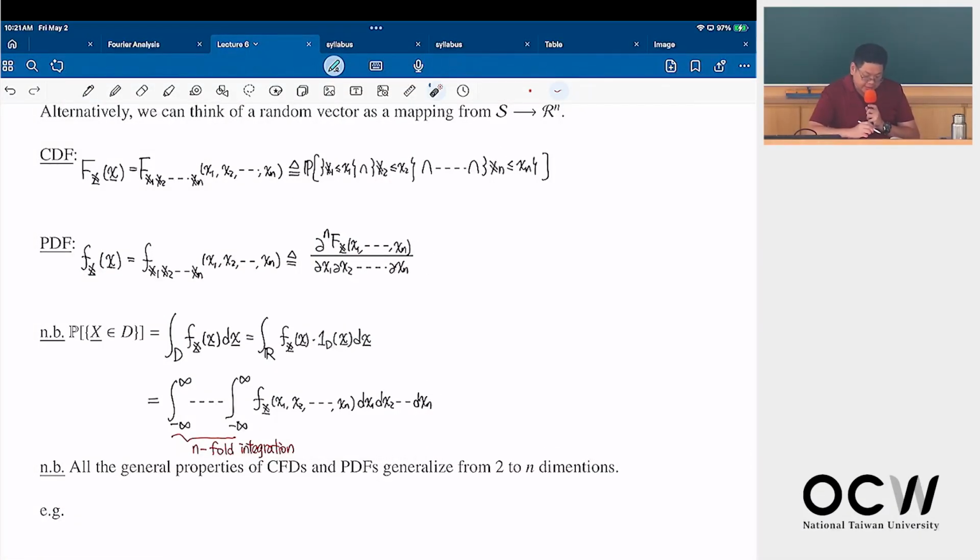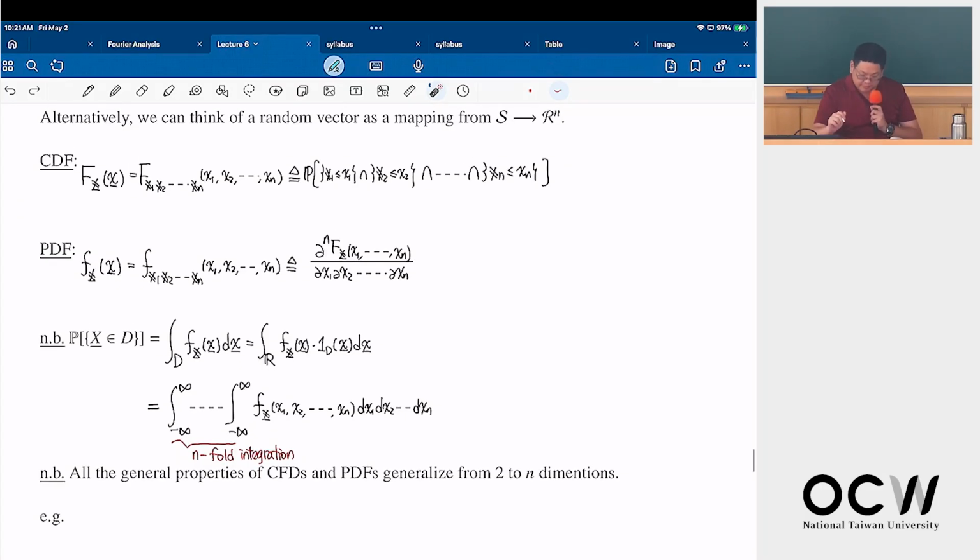So in this case, we generalize our PDF and CDF, and the properties for this PDF and CDFs are the same. So all the general properties of CDFs and PDFs will generalize from 2 to n dimensions. Now let's see this example.